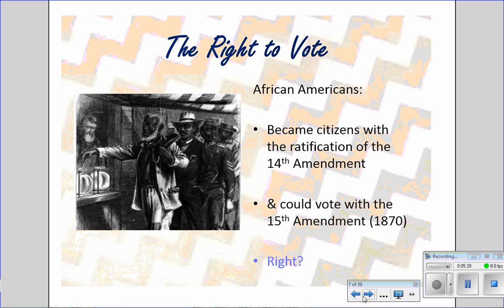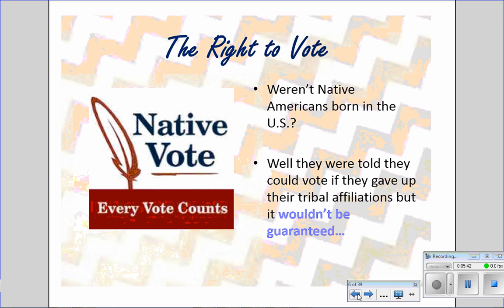And I wanted to, before we get to some of the things about African Americans, also talk about Asian Americans. Asian Americans were not given the right to vote, and they were not allowed to become naturalized citizens. In fact, in 1882, there was the Chinese Exclusion Act that specifically barred people of Chinese ancestry from being naturalized or becoming U.S. citizens.